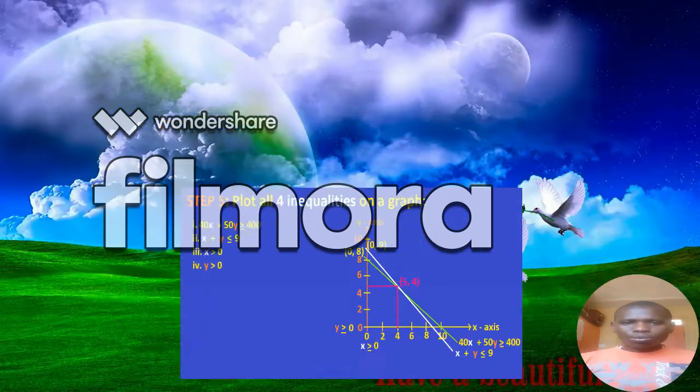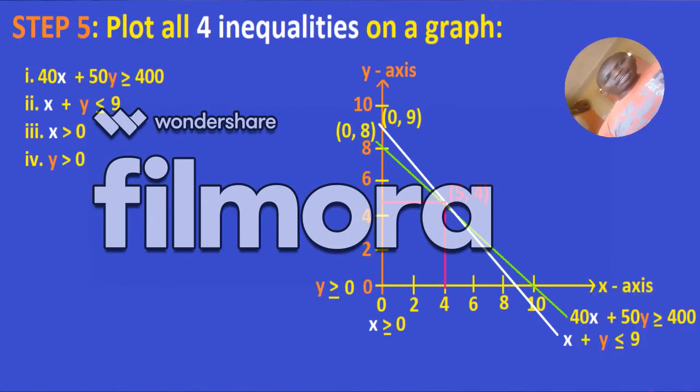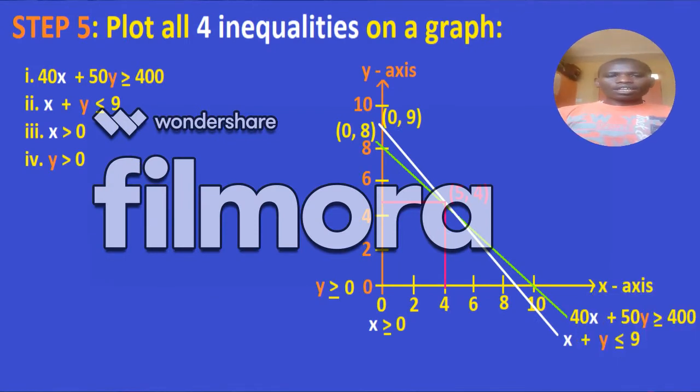And let's proceed to step 5. Now in step 5, we are going to plot the four inequalities on a graph. And this is how the graph looks.